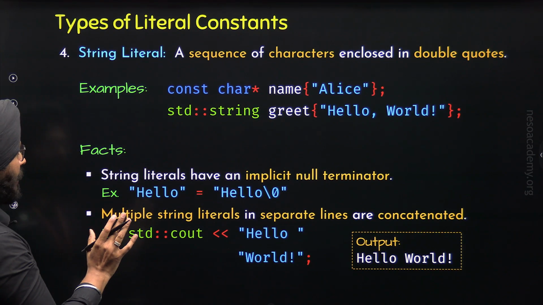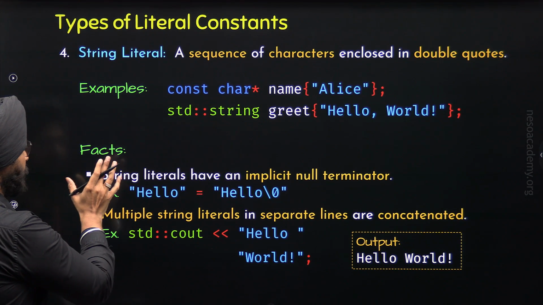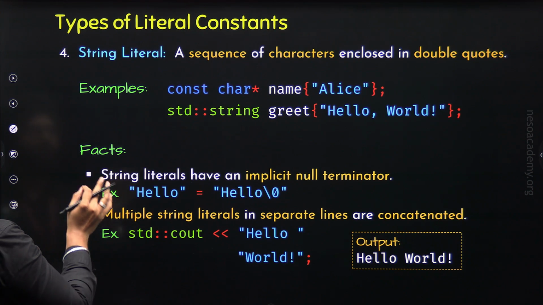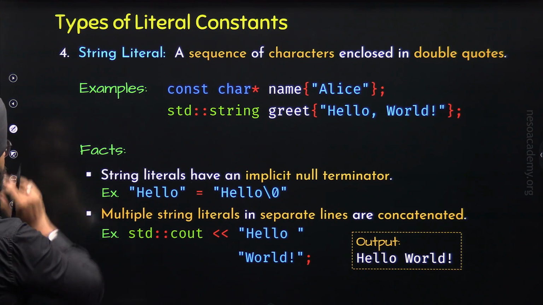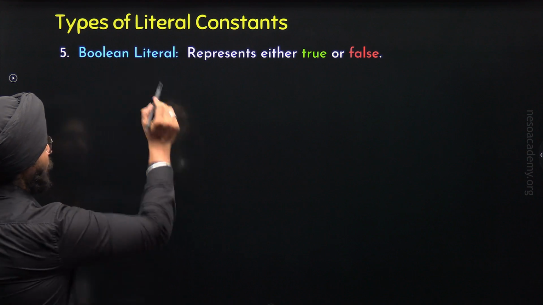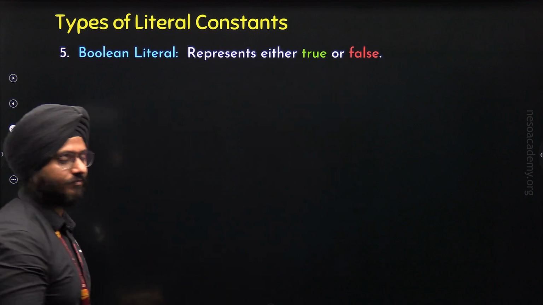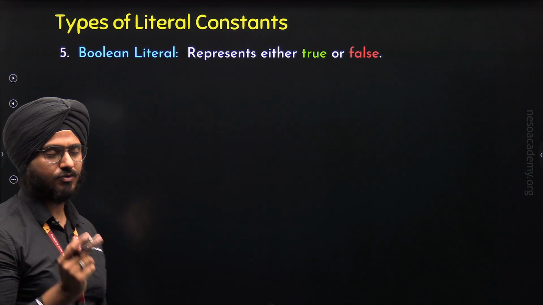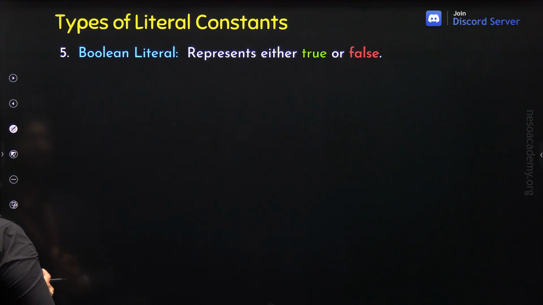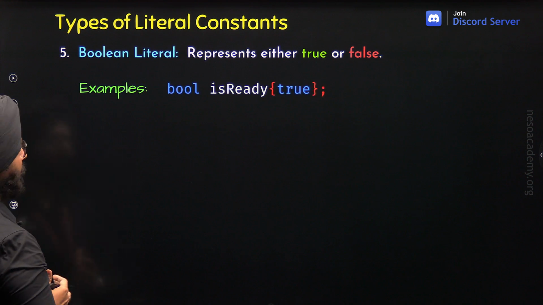So in this way, we have understood string literals properly, and we have understood the facts associated with string literals. Now let's move to the fifth type of literal constant, which is the Boolean literal. A Boolean literal represents either a true or false value. So it has two possible values, true or false. Let's take some examples to understand how to define a Boolean literal in code.